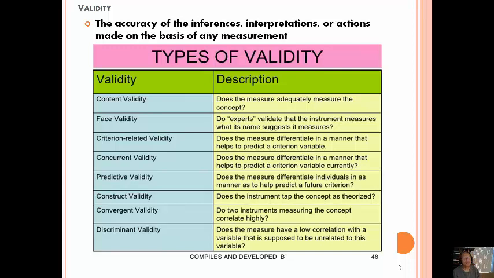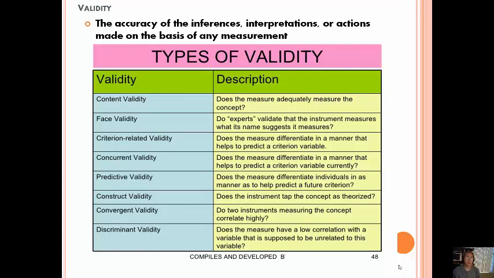Face validity is a validity that we need to watch out for. And that is, do experts validate that the instrument measures what its name suggests it measures? Now, face validity is used quite often, especially on the internet, when one encounters tests that say, take this test to see how sensitive you are. Then you take 10 questions that ask you about things that seem to measure your level of, let's say, empathy or sensitivity. And they seem to, and that's the essence of face validity. Something seems to measure it, but does it really?